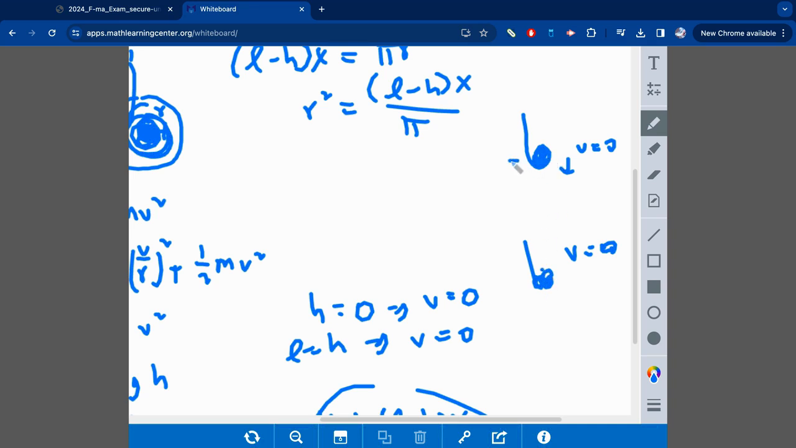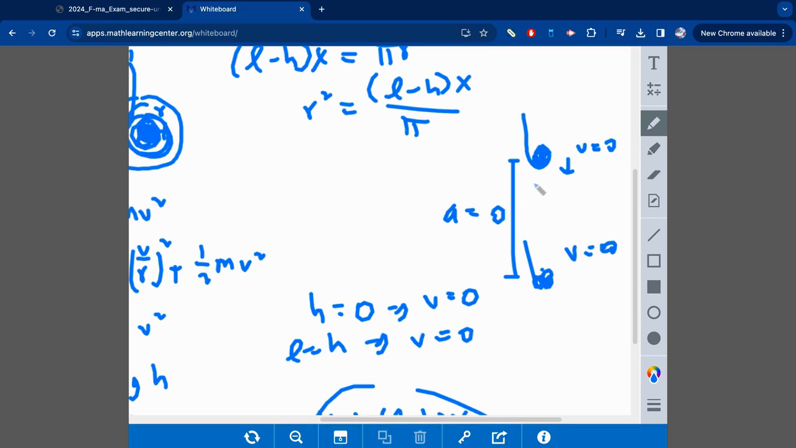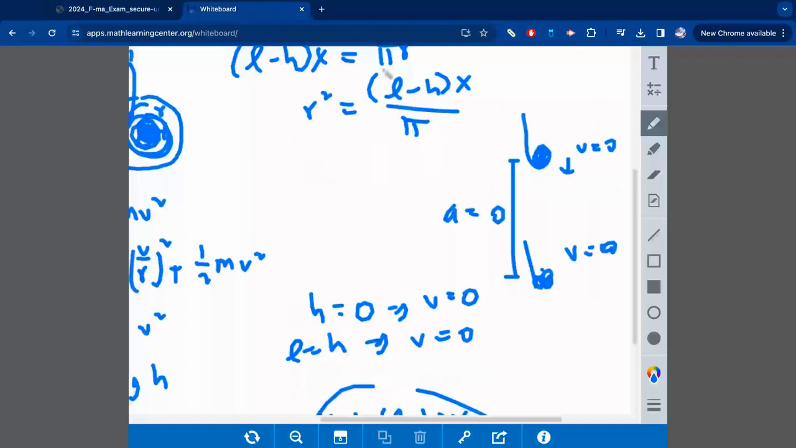Because this basically implies that from the time it's released to the time it stops, the net acceleration is 0, which means it can't have downward acceleration throughout. The yo-yo's acceleration also can't always be 0, because that would imply that it never moves, which is not true. So the answer has to be E, which means that there's upward and downward acceleration at different times during its motion.